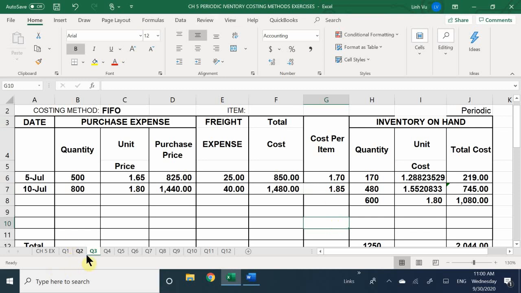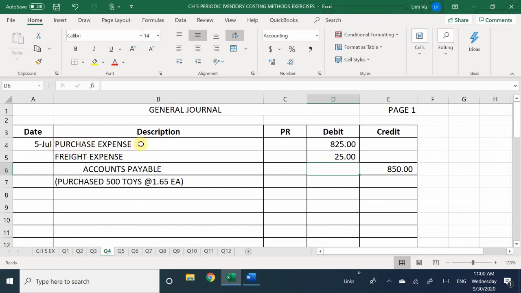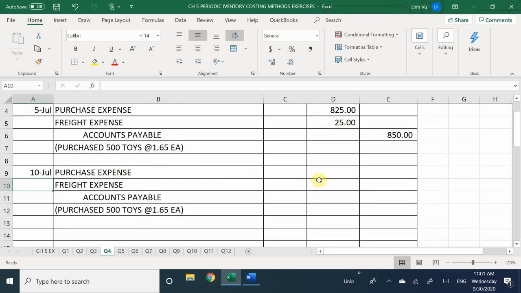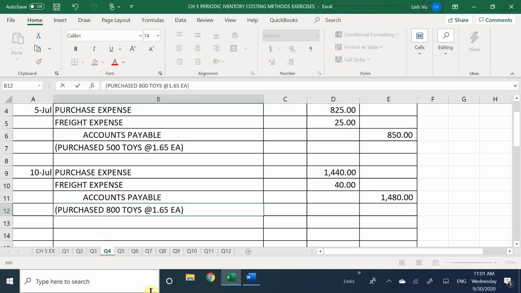Now, with that being said, we have to go back to our journal because this time we made a second purchase. So we need to update our journal to know that we had this done. Here, my purchase expense was for $14.40. We had a $40 freight to give us a total of $14.80. And here I have to change this to 800 toys at $1.80 each.